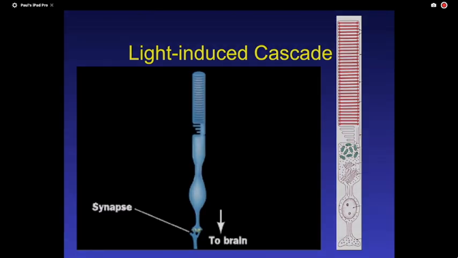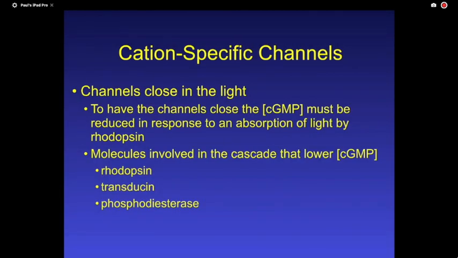So the channel will close in the light. And when that happens, what you have to do is get the cyclic GMP concentration reduced so that those channels close. And it does this in response to the absorption of light by rhodopsin. Molecules involved: rhodopsin itself, transducin, you can write G protein next to that, and then phosphodiesterase.